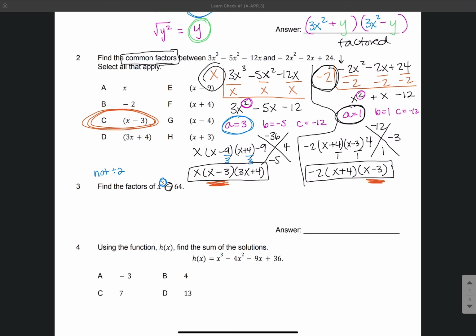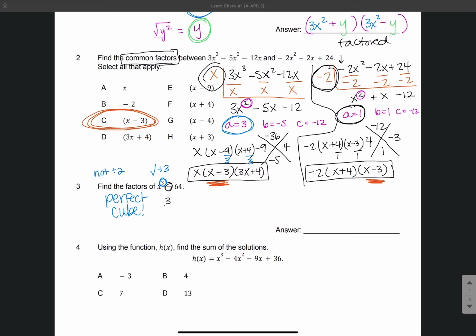What it is, though, is divisible by 3. If it's divisible by 3, then this might be a perfect cube. So make sure you're paying attention there. I saw lots of people trying to do difference of squares, but let's take a look.